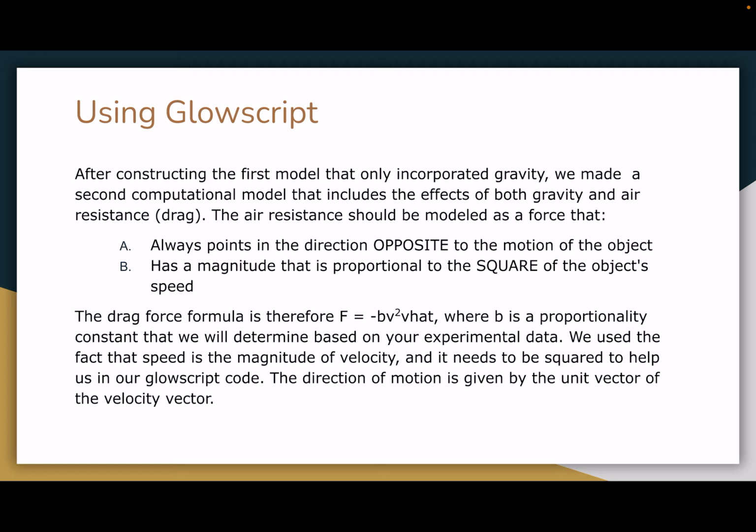We use the fact that the speed is the magnitude of the velocity, and it needs to be squared to help us in our GlowScript code. The direction of motion is given by the unit vector of the velocity vector.